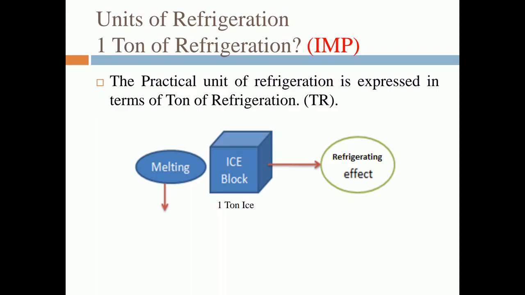Now, in the slide, we can see there is one block of ice. We take it as 1 ton of ice. When the 1 ton of ice uniformly melts at 0 degree Celsius in 24 hours, it will produce the refrigerating effect. The amount of refrigerating effect produced by uniform melting of 1 ton of ice at 0 degree Celsius in 24 hours is known as 1 ton of refrigeration.